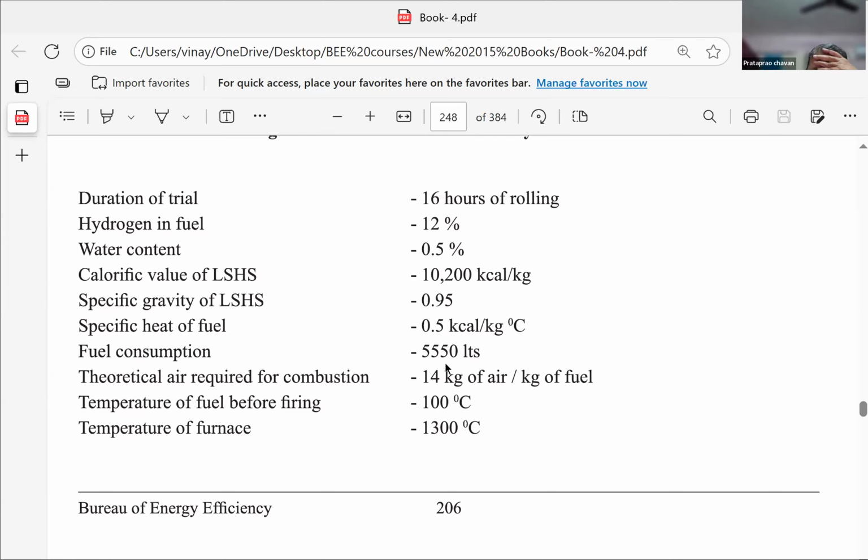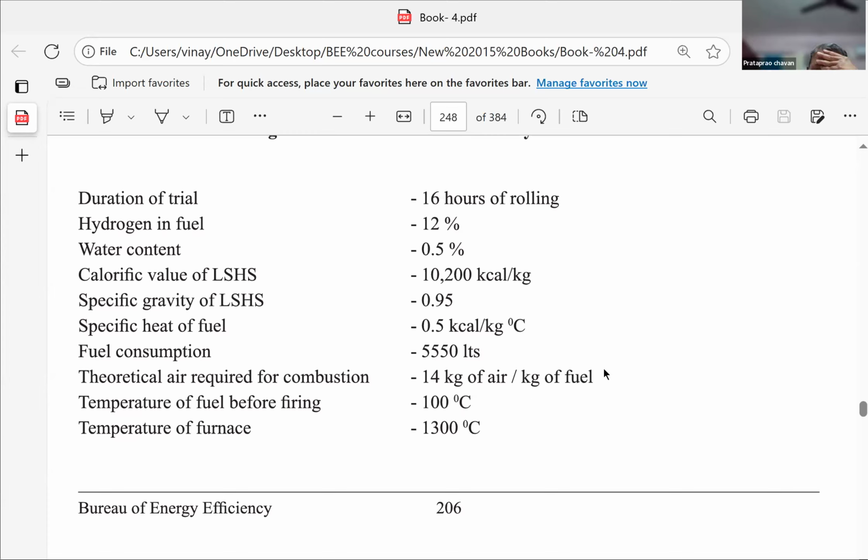Fuel consumption is so many liters. If you want to convert these liters into kgs, you will have to multiply it by 0.95. Then whatever kgs you get, multiplied by the gross calorific value will give you the heat input. Now, theoretical air required for combustion, 14 kg per kg of fuel.